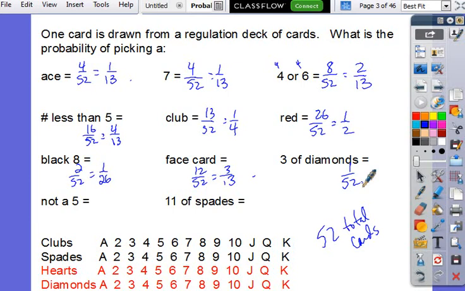Here's where I would go back to the subtraction stuff. How many 5s do I have? 4. So that means 52 total, minus the 4 that are 5s, tells me there's 48 that are not 5s. Now, you can always go back and add up everything if you want to. But I think it's a faster way of saying, well, I know I've got 52. 4 of them are a 5, which leaves the 48 that are not. Whichever way works for you. 11 of spades, 0 out of 52. There's no 11s up there, so that would have to be a 0.